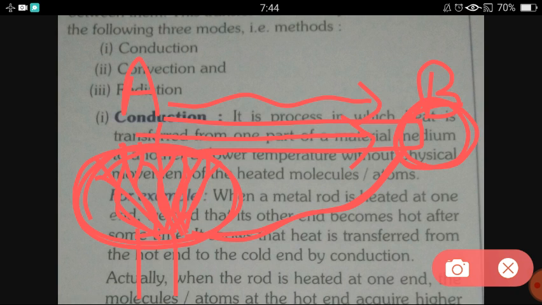That means initially we have the rod, and after the transfer of heat also we have the same rod. Each and every particle of the rod is at its own original place. There is no motion in the molecules or particles of the rod, but the heat has transferred from one place to another. Now I will explain how this happened.